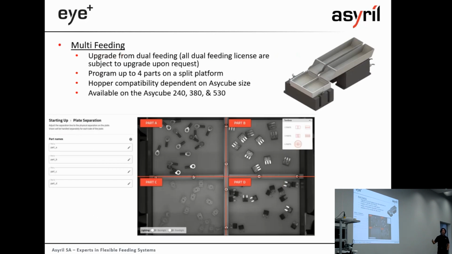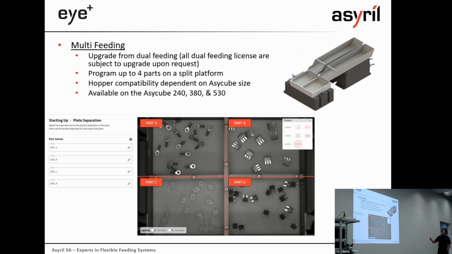Some advanced tools that we have with I+ include multi-feeding. Multi-feeding allows you to run up to 4 separate parts on a single ASICube platform. You can run it with up to 4 separate hoppers as well. This just allows you to run maybe a full assembly in a single ASICube. You can pick and choose if you want 2, 3, or 4 zones, whatever your application may need.